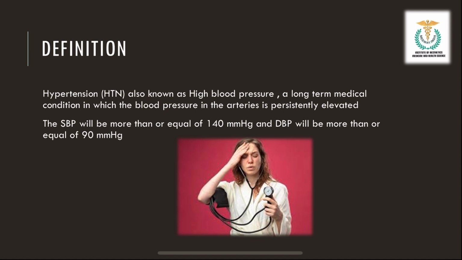Our BP reading, that is the blood pressure reading, has two numbers. The top number is the systolic blood pressure, which measures the pressure on our artery walls when the heart beats or contracts. The bottom number is the diastolic blood pressure. This measures the pressure on your artery walls between beats when your heart is relaxing. So these are the two numbers, systolic blood pressure and diastolic blood pressure.